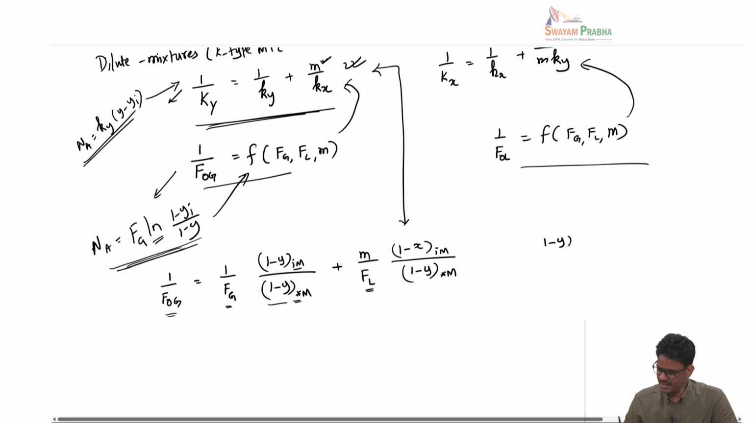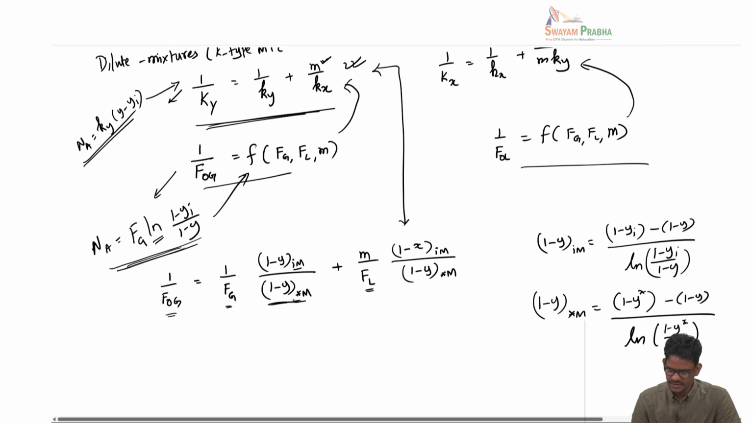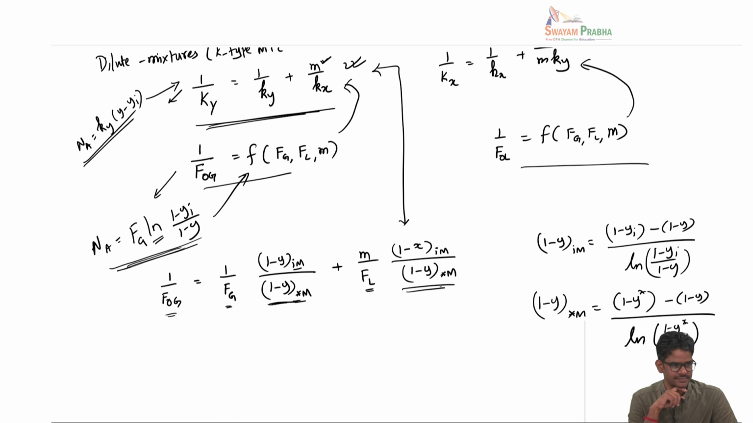So 1 minus y im is (1 minus yi) minus (1 minus y) over ln of (1 minus yi) by (1 minus y). Similarly, 1 minus y star m. So this is how these log mean difference compositions are written. You can see that these concentration terms are also a factor in the definition of the overall F-type mass transfer coefficient.